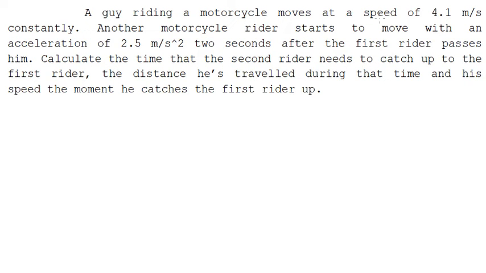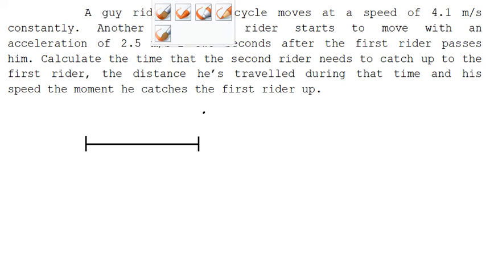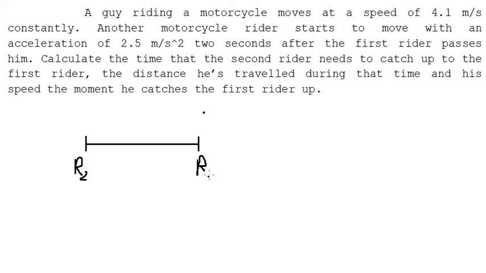We know that the speed of the first rider is 4.1 meters per second. The second rider just has an acceleration of 2.5 meters per second squared after 2 seconds. So that means after 2 seconds, rider number 2 will start to move. So I will put rider number 2 here, and this is rider number 1 after 2 seconds.